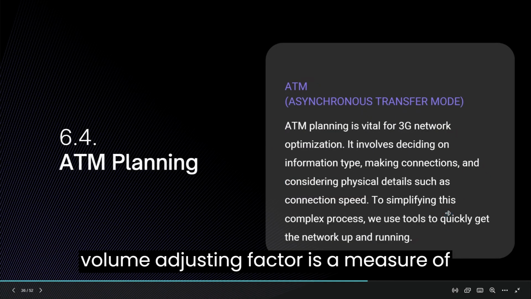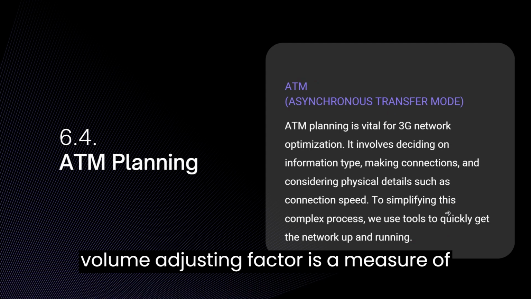Greeting teacher, my name is Lee Hieng and I'll be responsible for the next points, which is about the ATM planning. So to make sure that 3G networks work properly, we need to plan and optimize them carefully. One important part of this is the ATM planning. ATM is a technology that is used to carry information through the network. When we do ATM planning, we need to think about things like what type of information will be carried, how different parts of the network will be connected, and also how many connections we need.